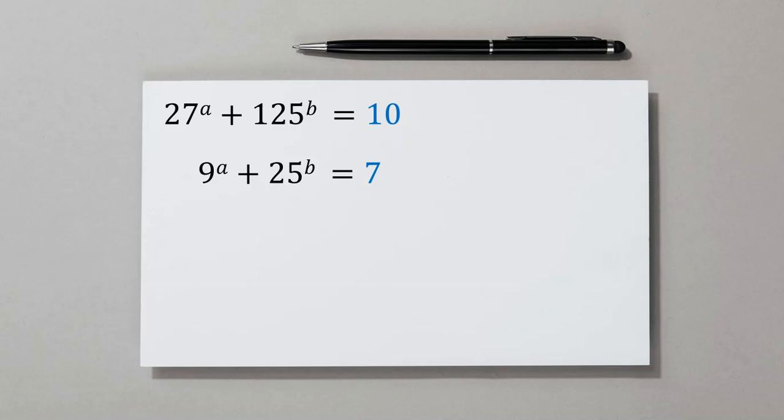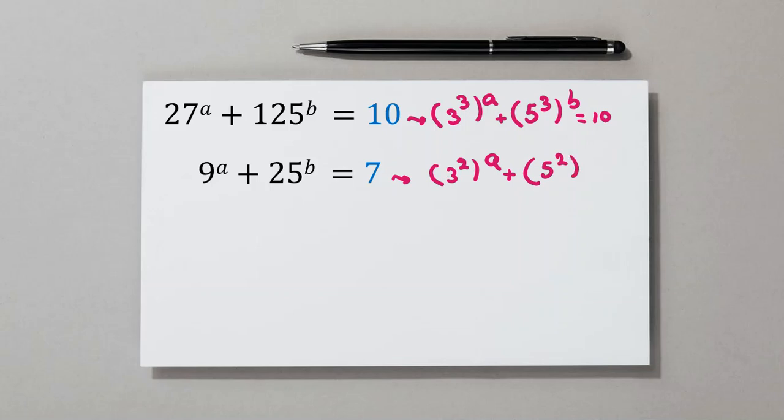Okay. So 27 is 3 cubed, 9 is 3 squared, 125 is 5 cubed, 25 is 5 squared. If we write them like that, 3 cubed to the A plus 5 cubed to the B equals 10. And 3 squared to the A plus 5 squared to the B equals 7.